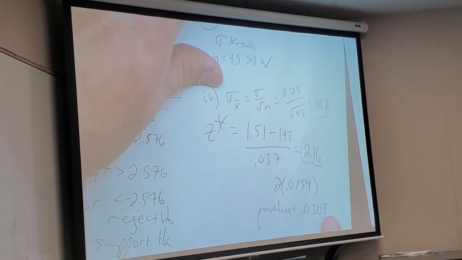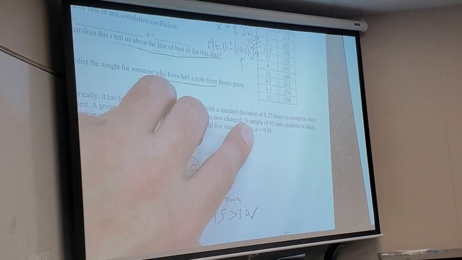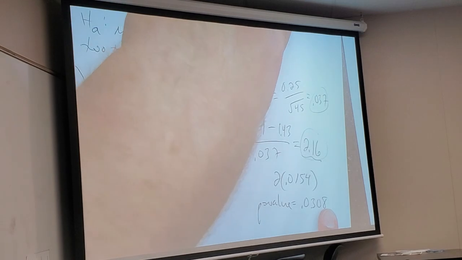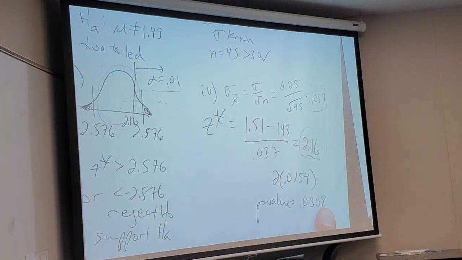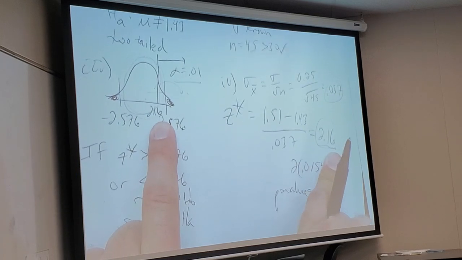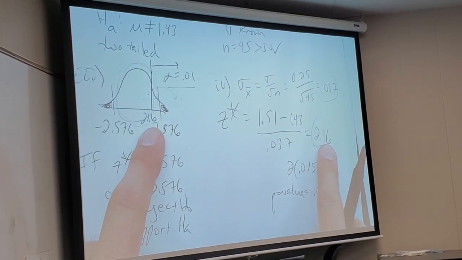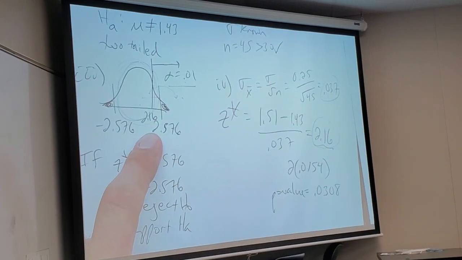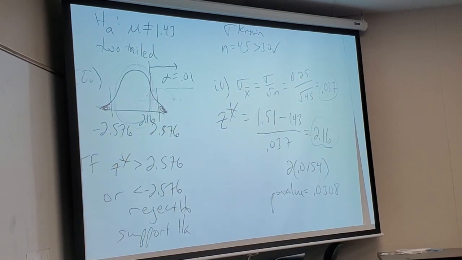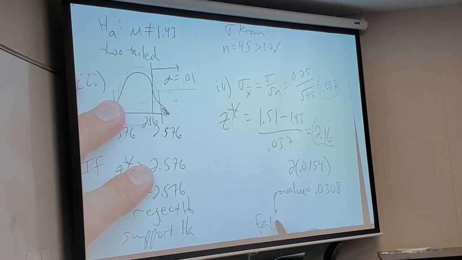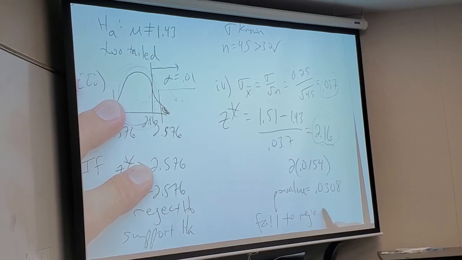How's that p-value relate to the alpha? Is it bigger or smaller? Bigger. Good. So that reinforces the result. Did we find enough evidence? Did we reject the null? Did we make it into the rejection region? No. So we didn't make it. So we fail to reject the null.